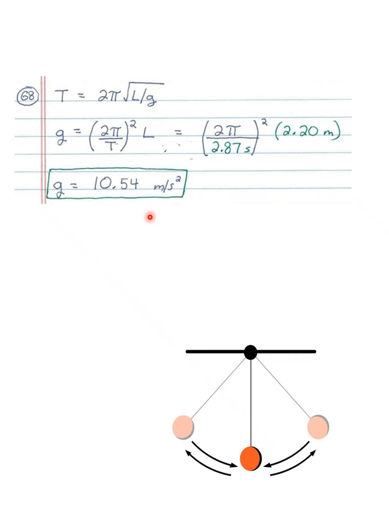And you should check your work. Take that answer that you think is the value of g, plug it back into the original equation up at the top, and you should get the period that was given in the problem of 2.87 seconds.